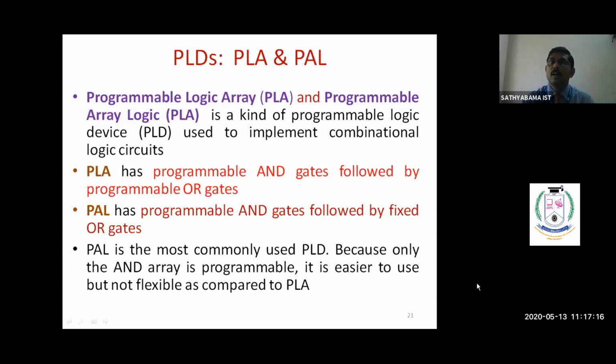In both cases, PLA and PAL, it consists of two plans or two arrays: the AND plan and the OR plan. In the case of PLA, both plans are programmable. That means the AND array as well as the OR array are both programmable. But in the case of PAL, the AND array is programmable and the OR array is fixed. So this is the main difference between PLA and PAL.